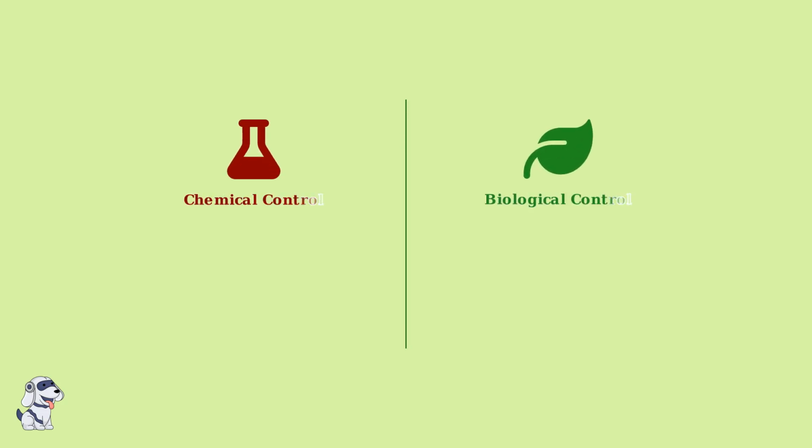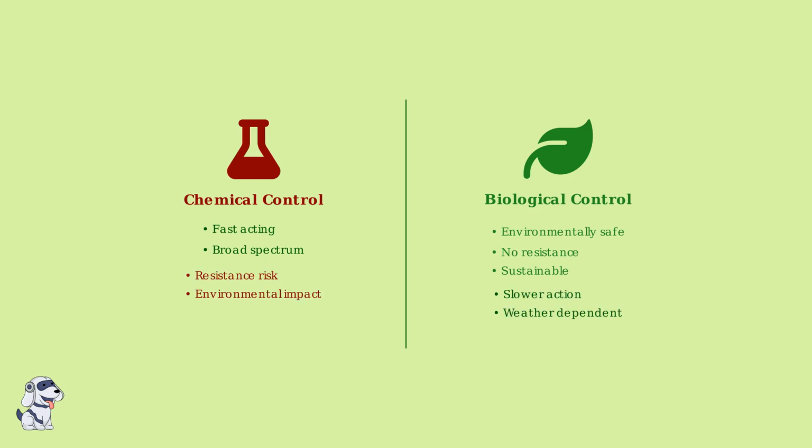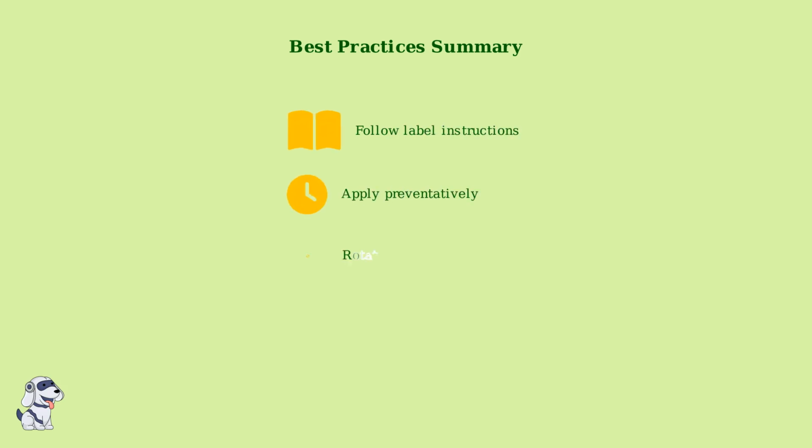Biological control agents offer an environmentally friendly alternative to chemical pesticides. These beneficial microorganisms can suppress plant pathogens through competition, antibiosis, or direct parasitism, providing sustainable disease management. Remember these key principles for effective chemical disease control. Always read and follow label instructions, apply preventatively when possible, rotate fungicides to prevent resistance, and consider biological alternatives as part of an integrated management approach.